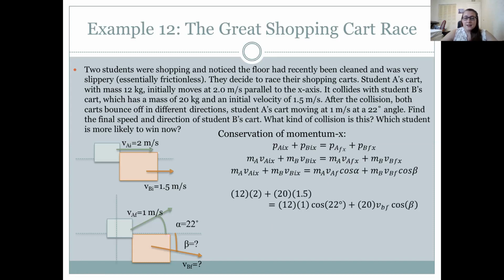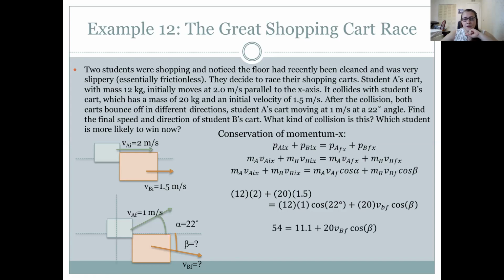Whew, all right. So the mass of shopping cart A is 12 kilograms. Its initial velocity in the x direction is 2. And then the mass of shopping cart B is 20 kilograms. Initial velocity in the x direction is 1.5. And so we'll plug those 12 and 20 back in for our masses on the final side. Our final A velocity is 1 meter per second. Our angle for A is 22 degrees. We don't know what the final velocity is for B, and we don't know what that final angle is. So we'll just leave them in terms of VBF and beta.